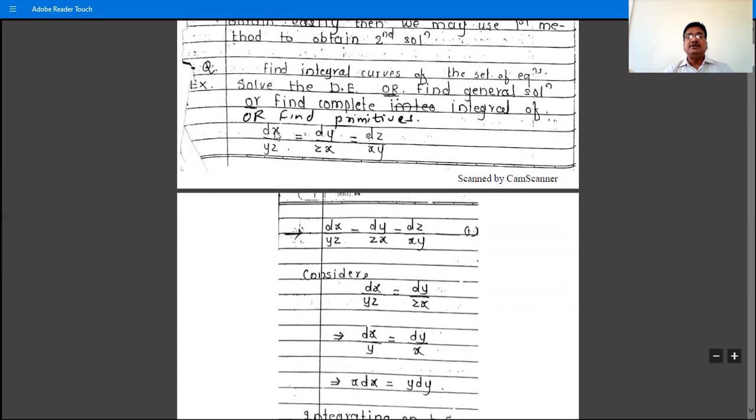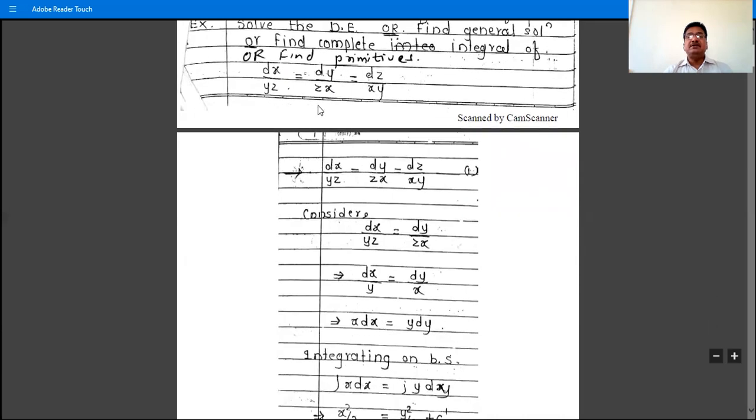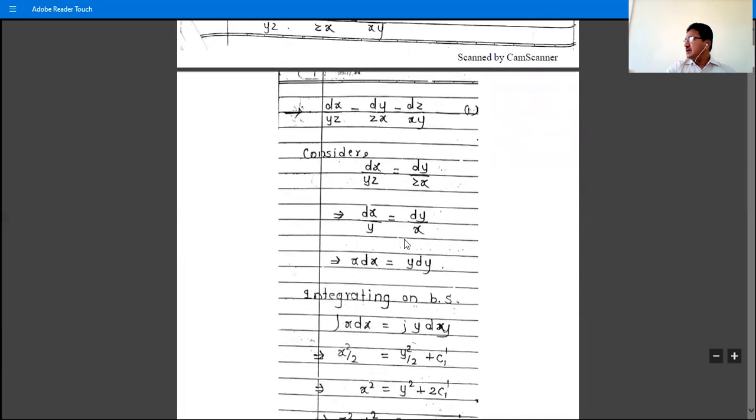And the differential equation is what? dx by yz, dy by zx, and dz by xy. So this is the differential equation of the type dx by p, dy by q, dz by r. So p is yz, q is zx, and r is x into y. Obviously p, q, r are functions of x, y, z.